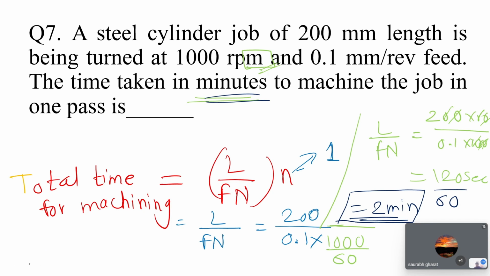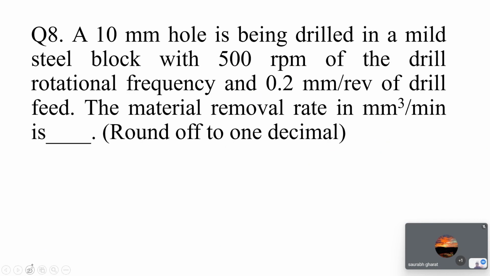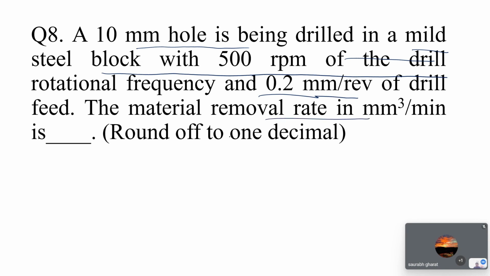Okay, this is correct. Now, a 10 millimeter hole is being drilled in a mild steel block with a 500 RPM drill rotation frequency and 0.2 millimeter per revolution of drill feed. So the material removal rate is to be calculated, but in this case the formula is slightly different. You must remember that formula. Everything is given to you.